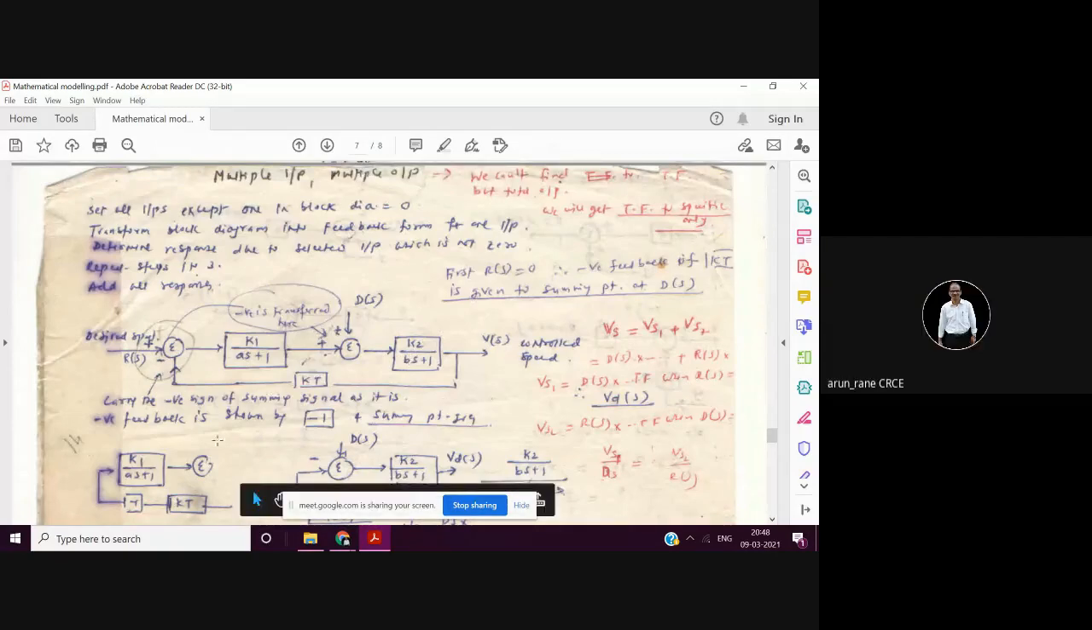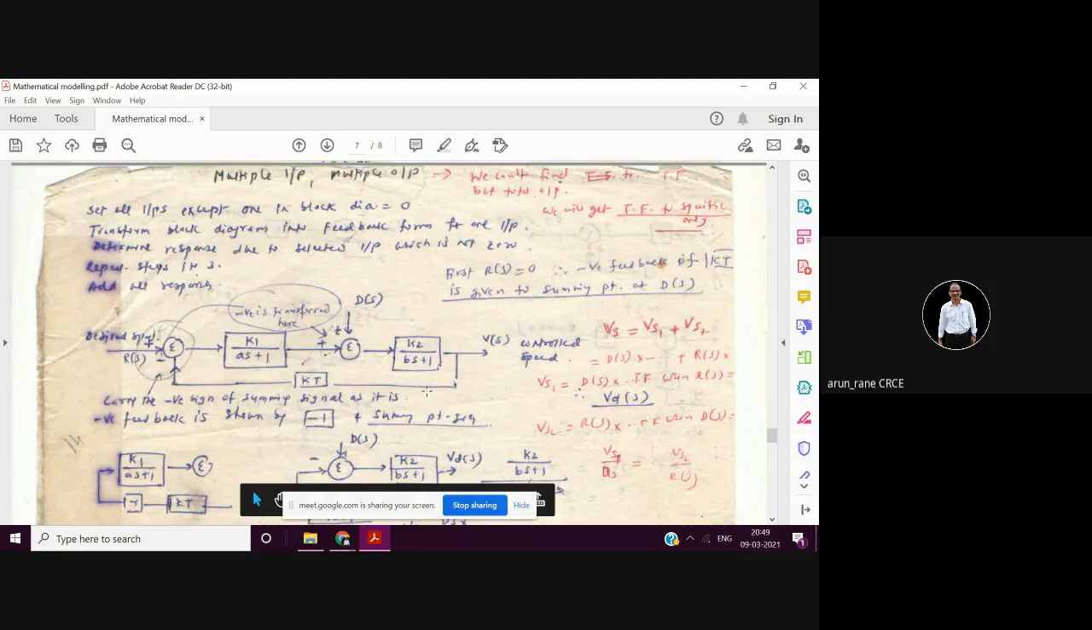Now consider this diagram. How many inputs do you have? This is one input here, and one more input here. And the output is one here. That means you have two inputs and one output. This is a positive signal, this is positive, this is positive, and this is negative.